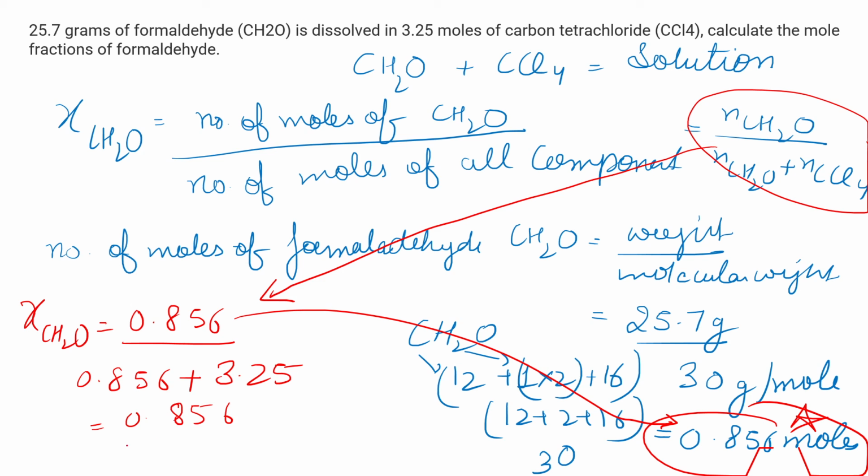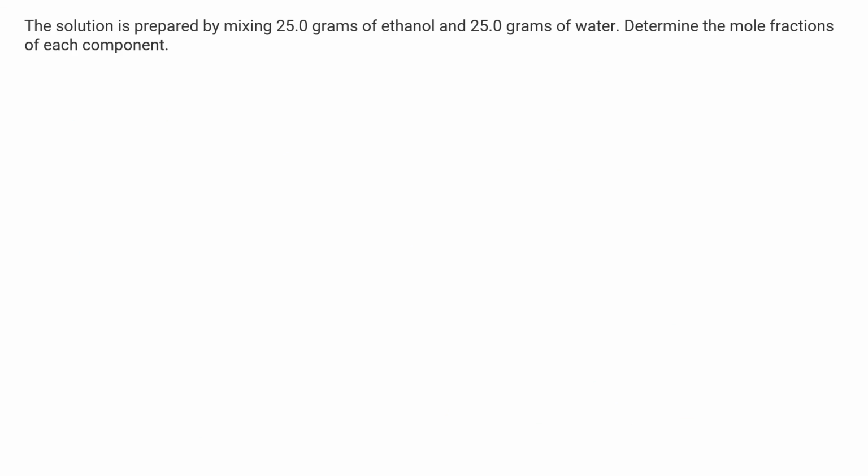So the addition will give you 0.856 divided by 0.856 plus 3.25, which will give you 4.106. So the value will come out to be 0.208. Okay, this is the mole fraction for the formaldehyde. I hope you guys understood. Let us move to the next question.